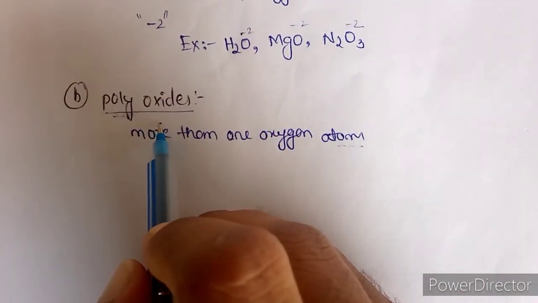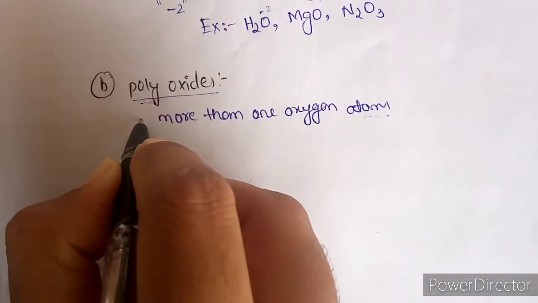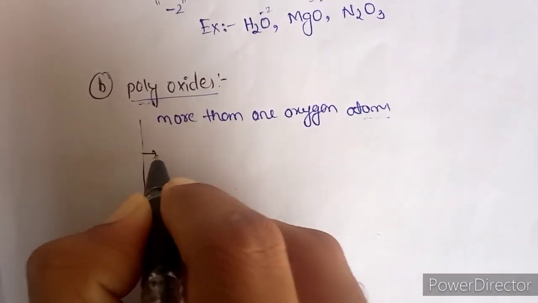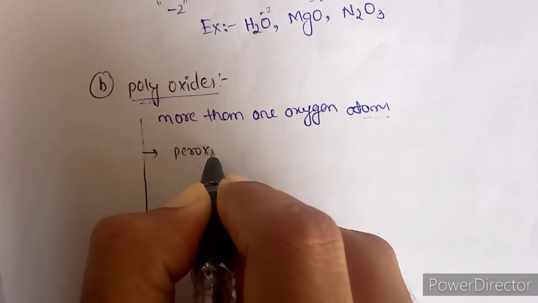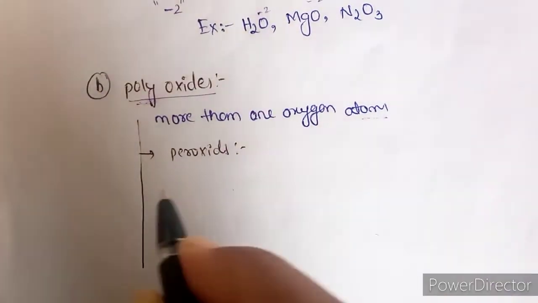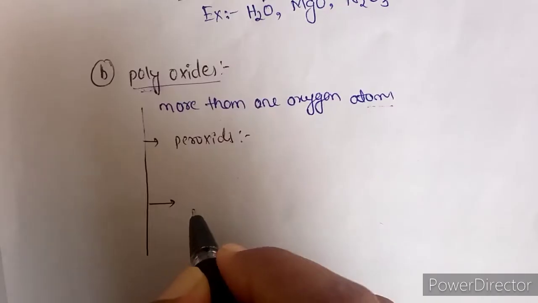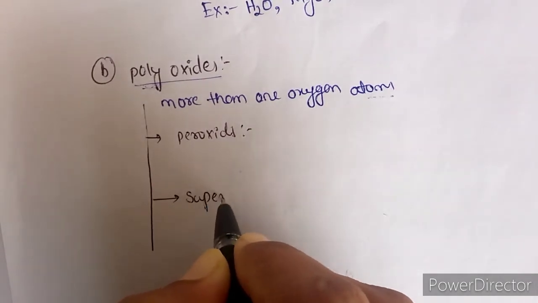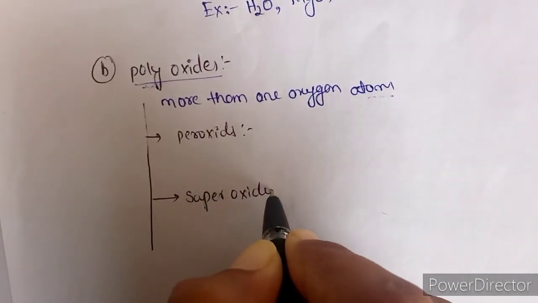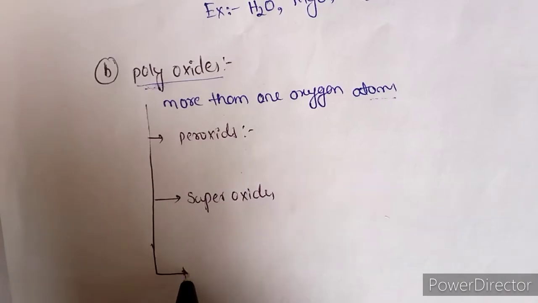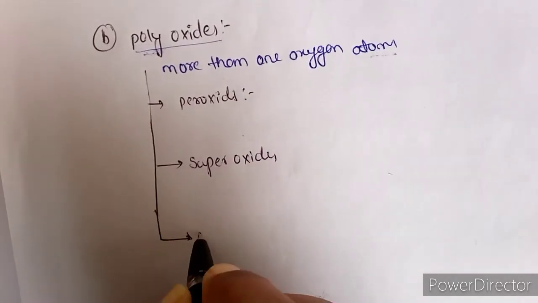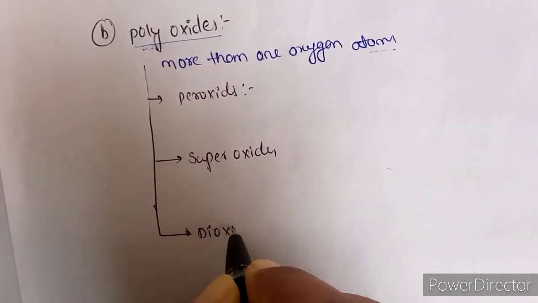In these oxides, more than one oxygen is present. That's why we are calling them polyoxides. And these polyoxides are classified into three types: peroxides, superoxides, and last one, dioxides.